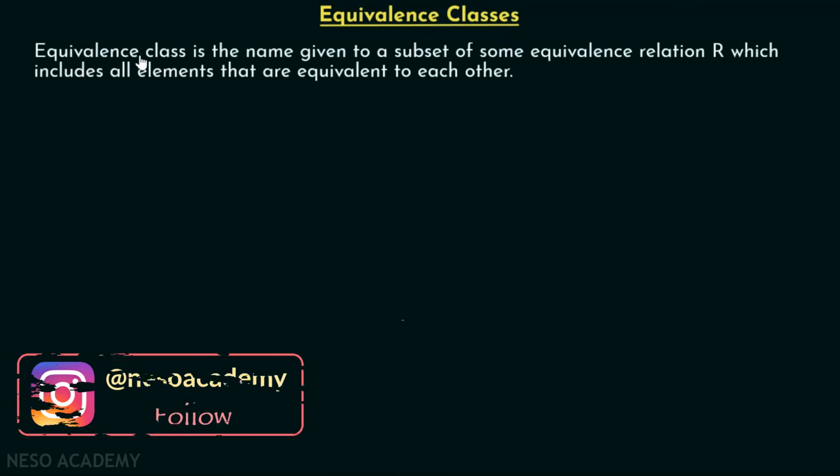In this presentation, we will start with this topic called equivalence classes. Equivalence class is the name given to a subset of some equivalence relation R, which includes all elements that are equivalent to each other. So equivalence class is nothing but a name given to a subset of some equivalence relation R, which includes all those elements which are equivalent to each other.